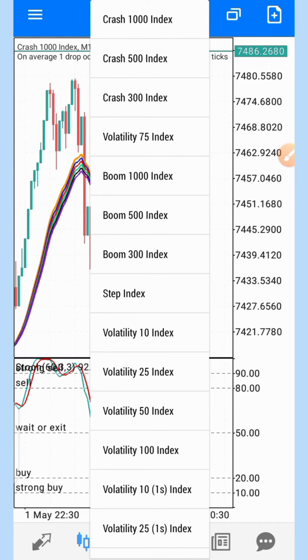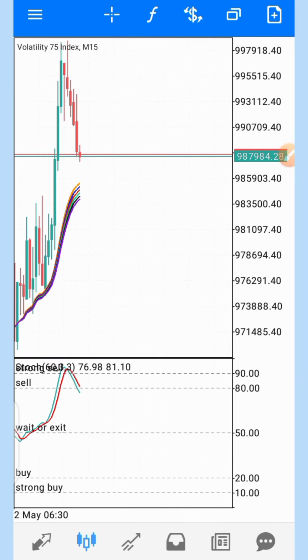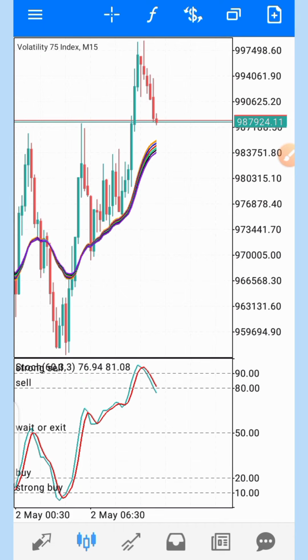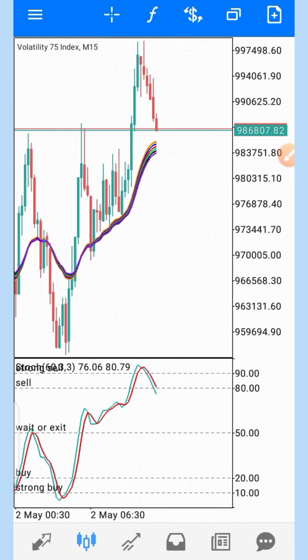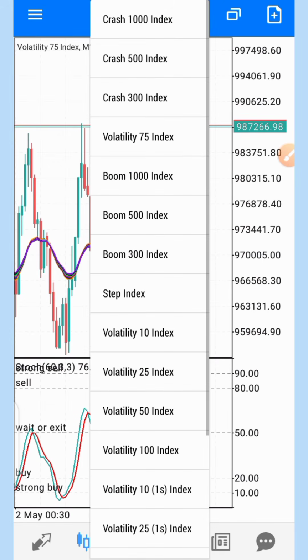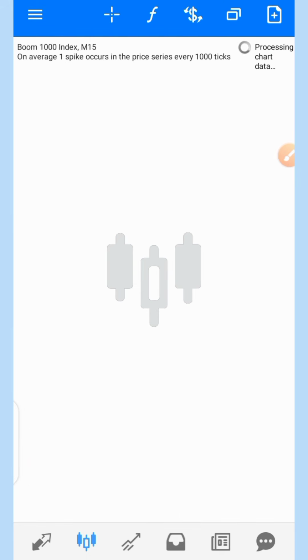Though I have tested this also on the volatility 75, I'm not well pleased with the results. So I will still continue testing it. Maybe if it works fine, I will surely come up with a video for you guys. If it requires me to add some things to it, I will do it and publish the video very soon. But for now, I'm confident with boom and crash.